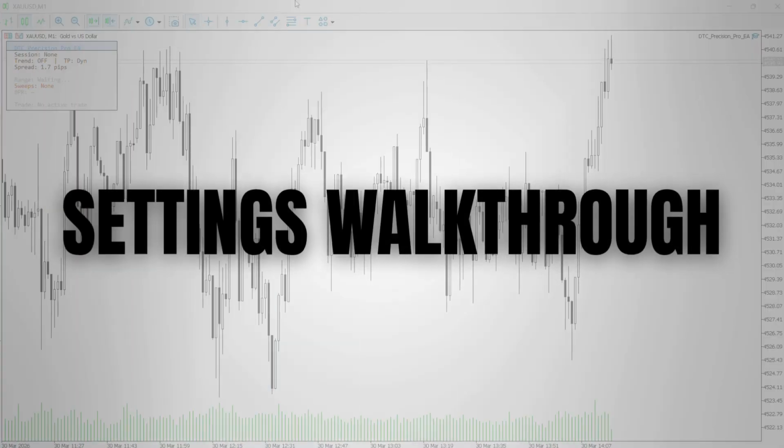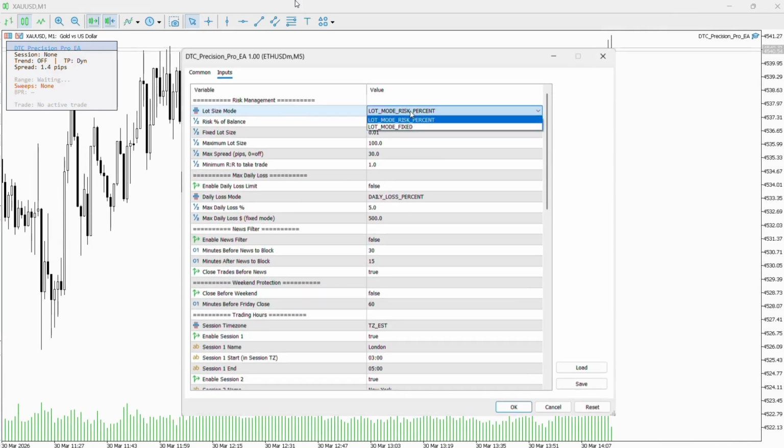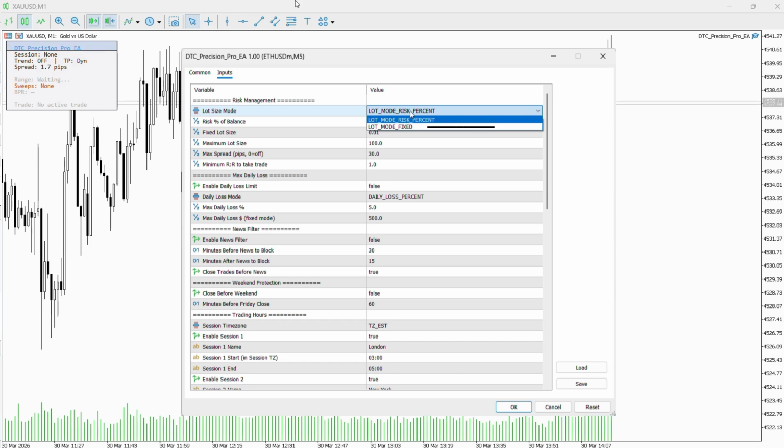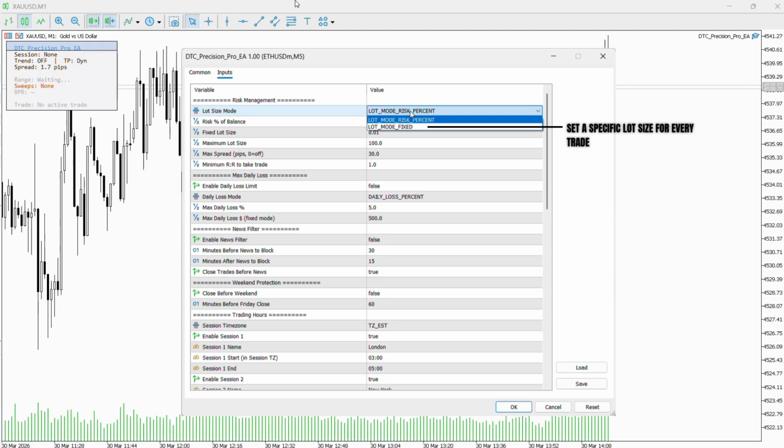Starting with risk management. Lot size mode lets you choose between risk percent or fixed lot. With risk percent, the bot calculates the exact lot size based on your account balance, the risk percentage you set, and the distance from entry to stop loss. Default is 2%. Fixed lot size is for when you want to set a specific lot size for every trade.